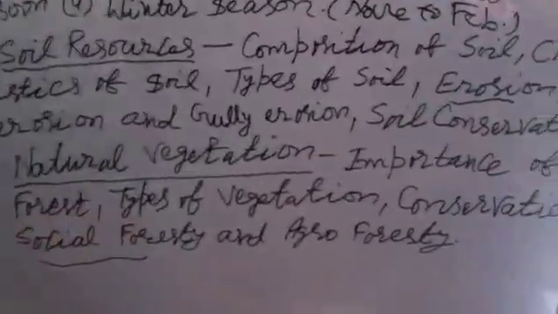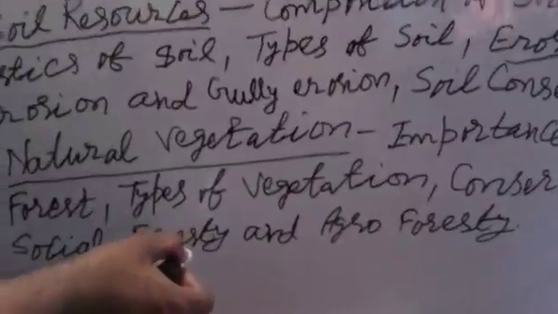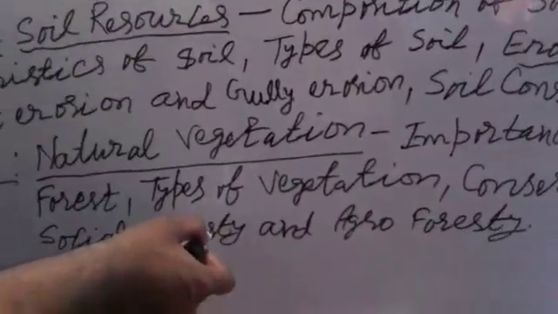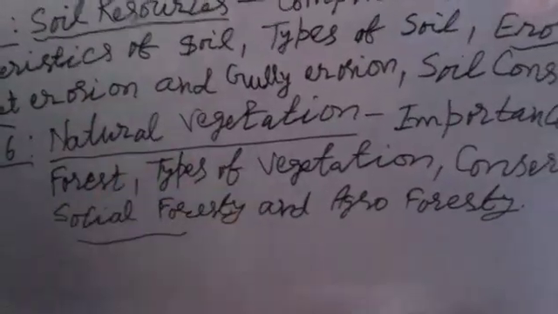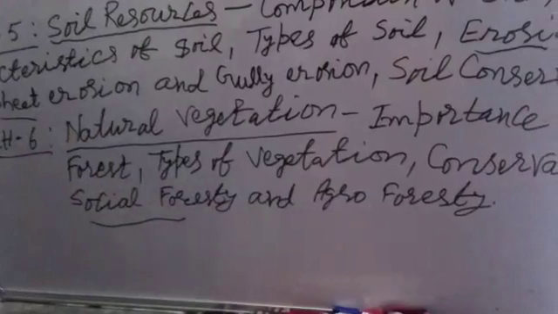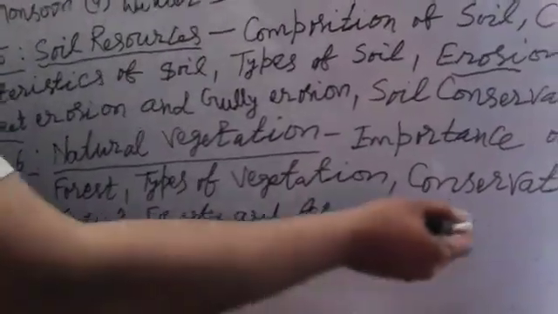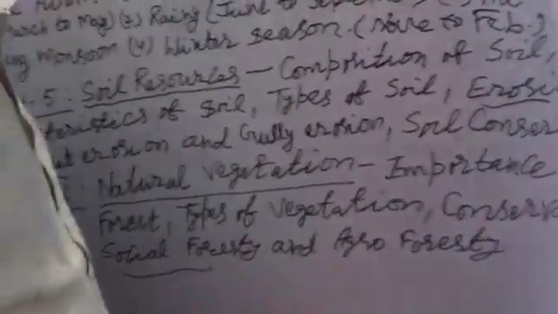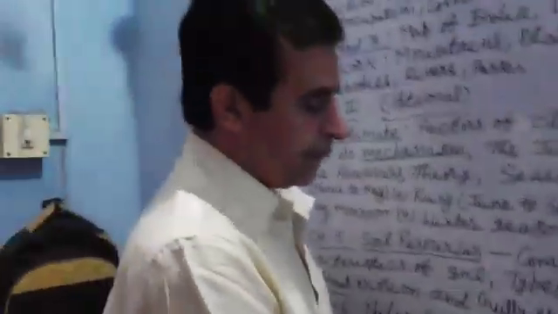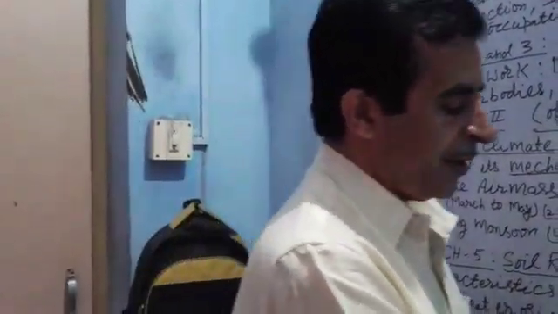Social forestry. Social forestry is the management and protection of forest, and afforestation of waste and barren land for the development of the social environment. Agroforestry is the development of forest, planting trees with the crops on the same land for the benefit of food, fuel, timber provided for farmers. Clear?